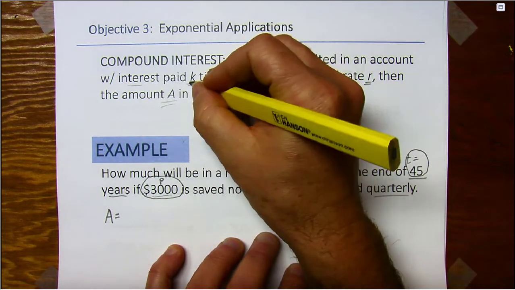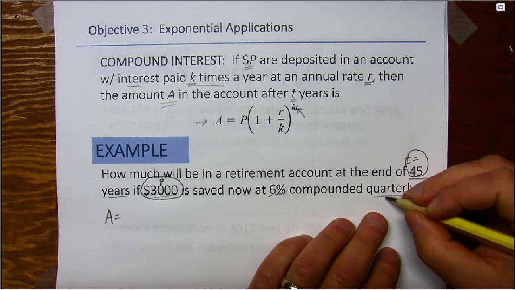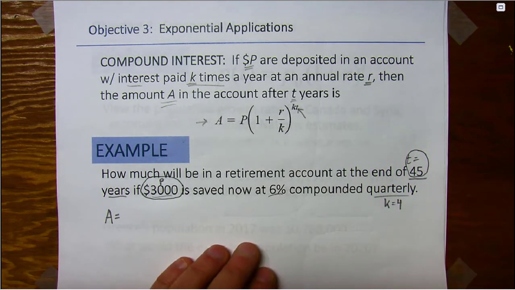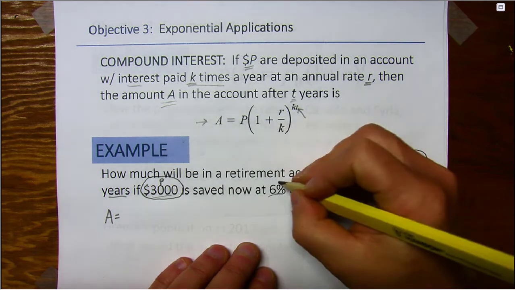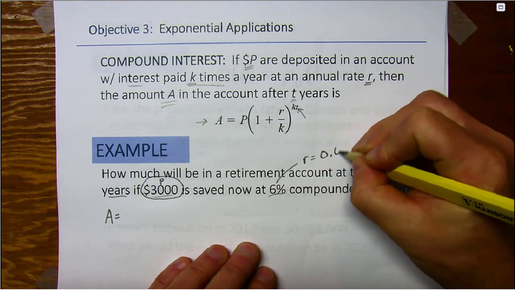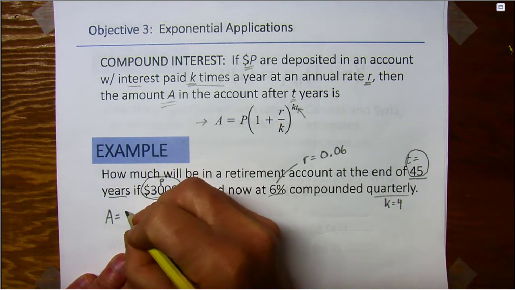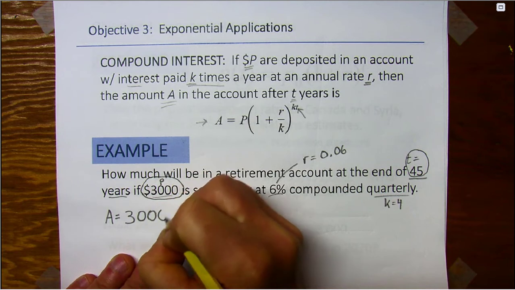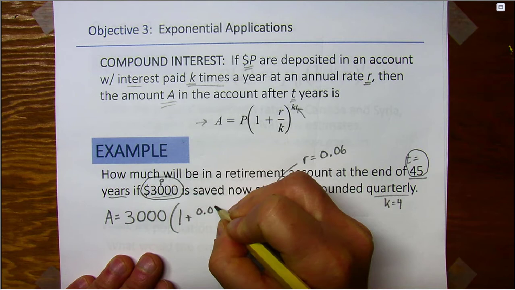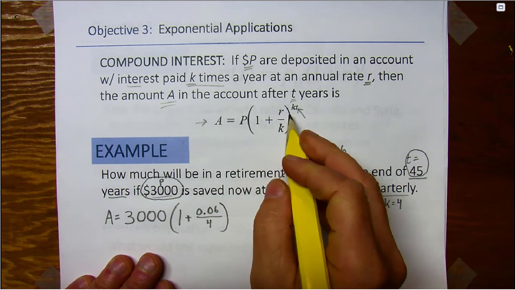Interest gets paid k times per year. Quarterly, well, there's 4 quarters per year, and so our k value is equal to 4. And our interest rate is 6%, but that needs to be in the form of a decimal, so we're going to call it 0.06. All right, here we go. Then the amount we'll have is 3,000, or our P value, times 1 plus our interest rate of 0.06 divided by our k value of 4 raised to the k times t.